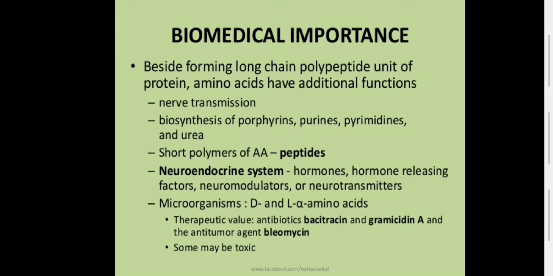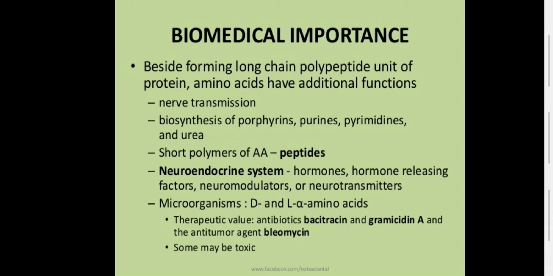Aside from that, another importance of amino acids is that they form short polymers called peptides. When we say peptides, it is a short chain of amino acids. We all know that. And if we say polypeptide, it is a long chain structure of an organic compound. Aside from that, amino acids also have a function in our system, of course the neuroendocrine system, focusing on the hormones, hormone-releasing factors, and the neuromodulators or neurotransmitters. In this system, amino acids or protein are actually needed.